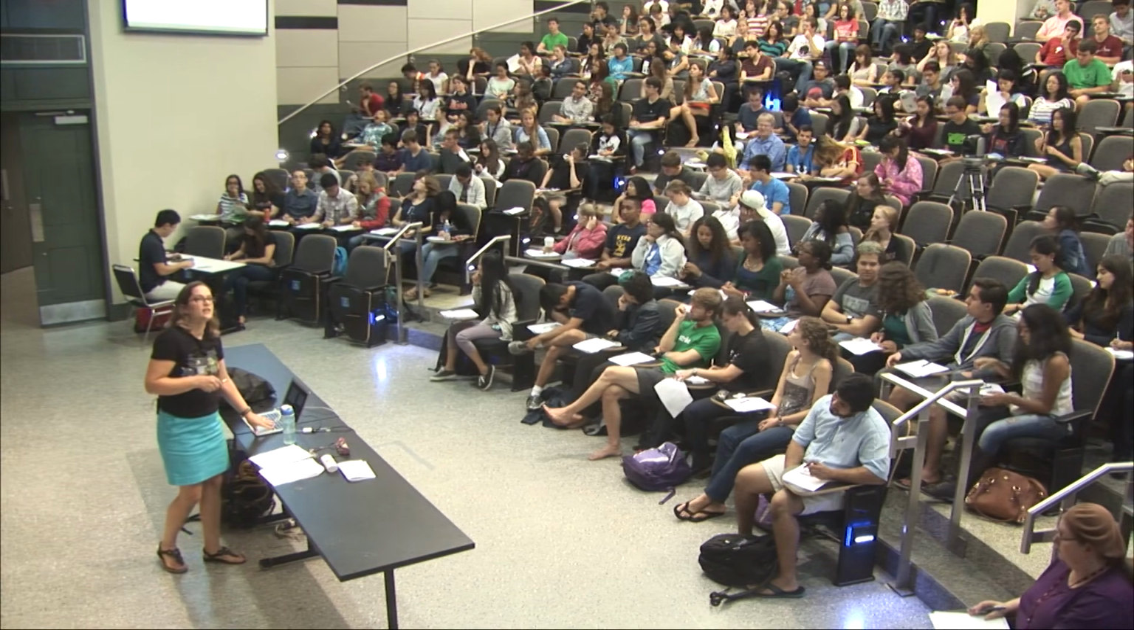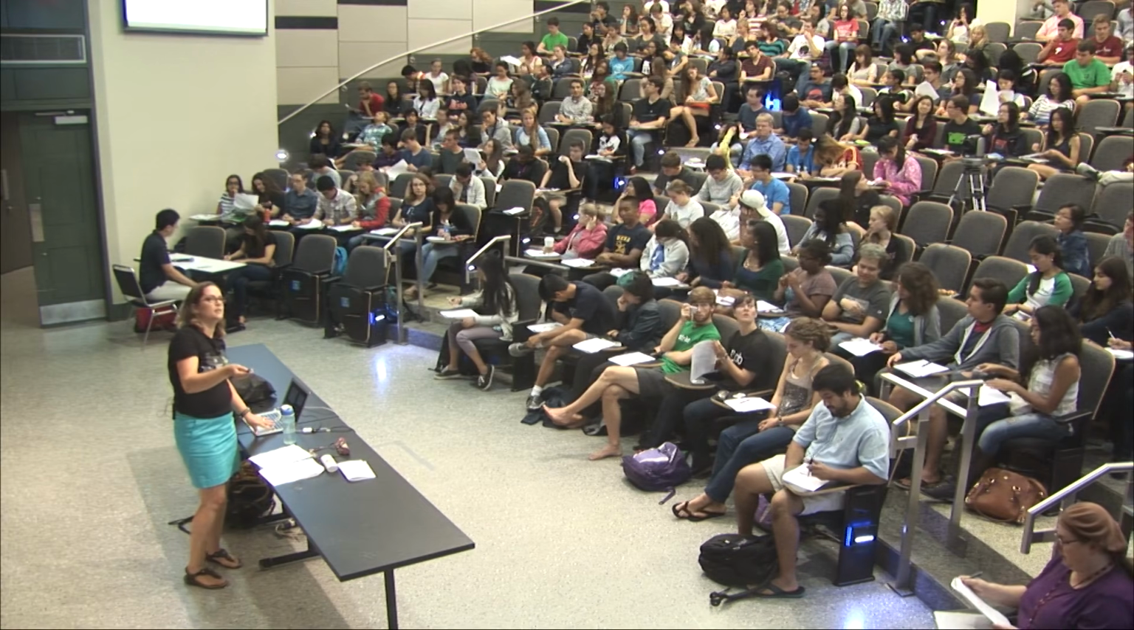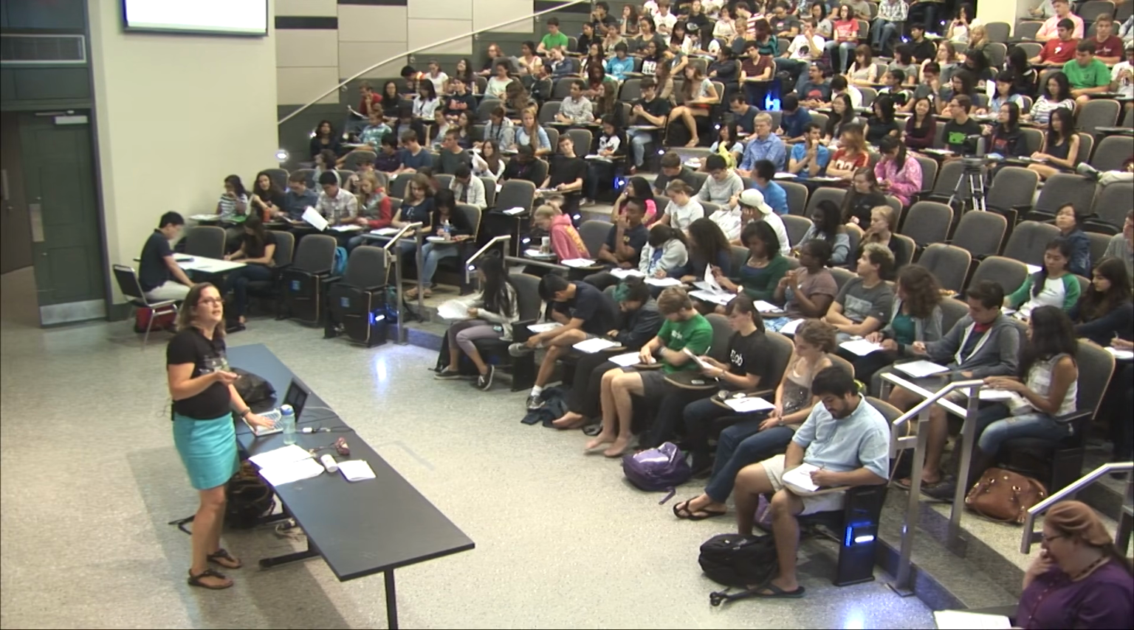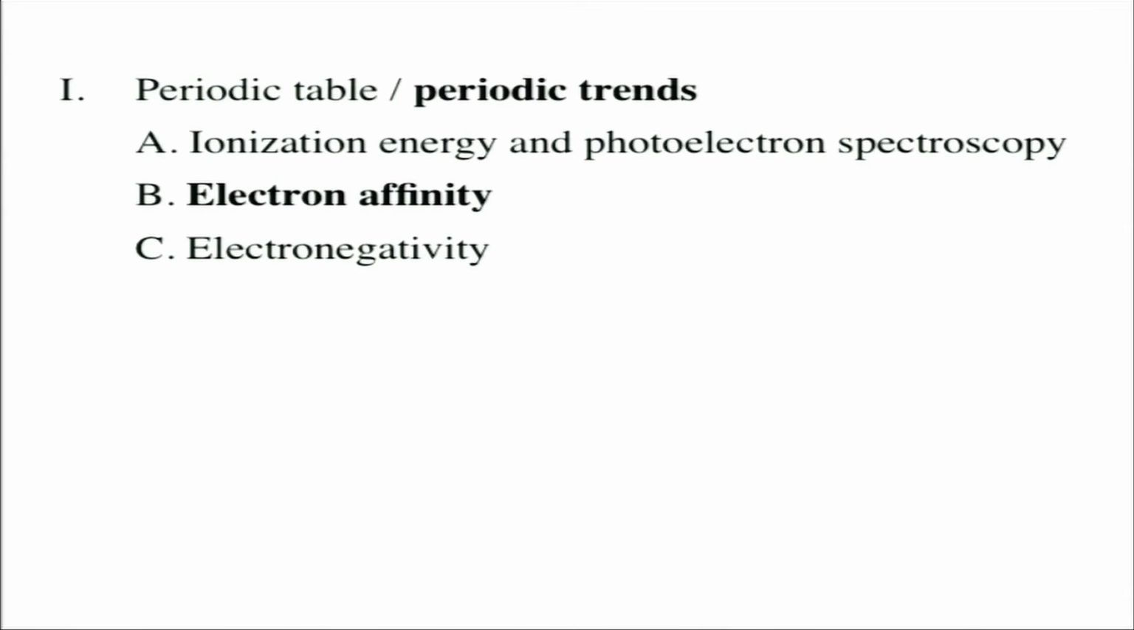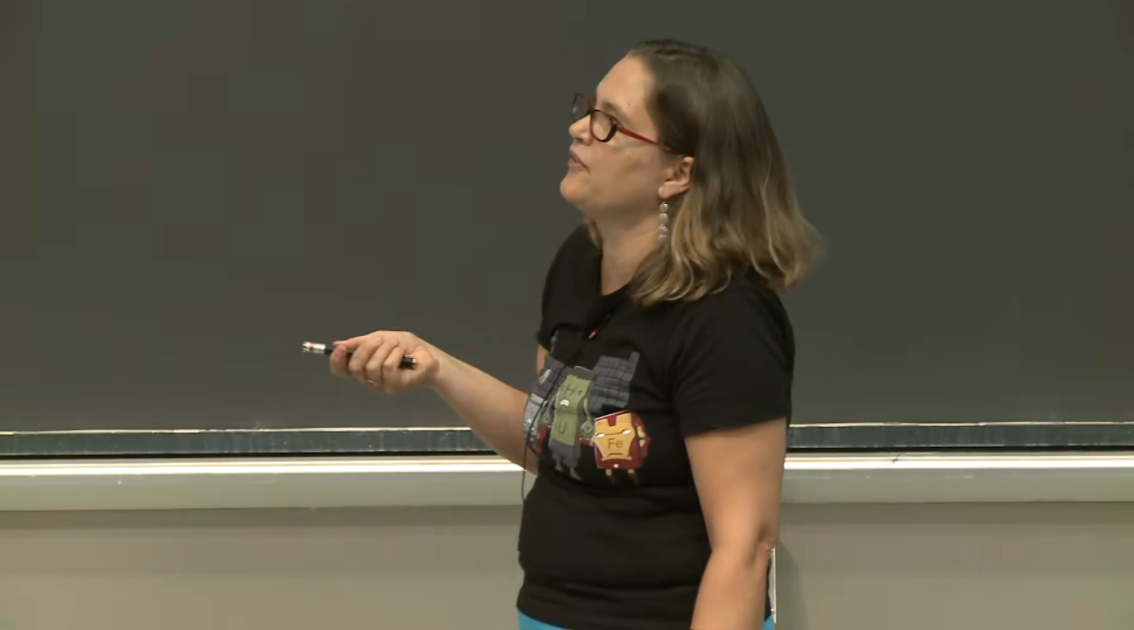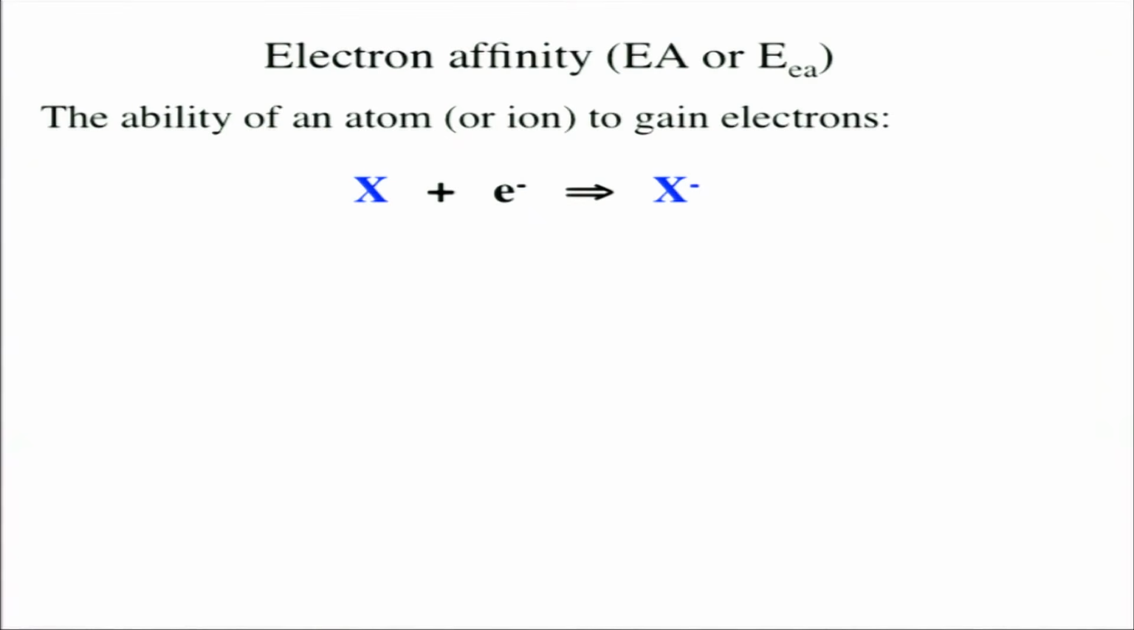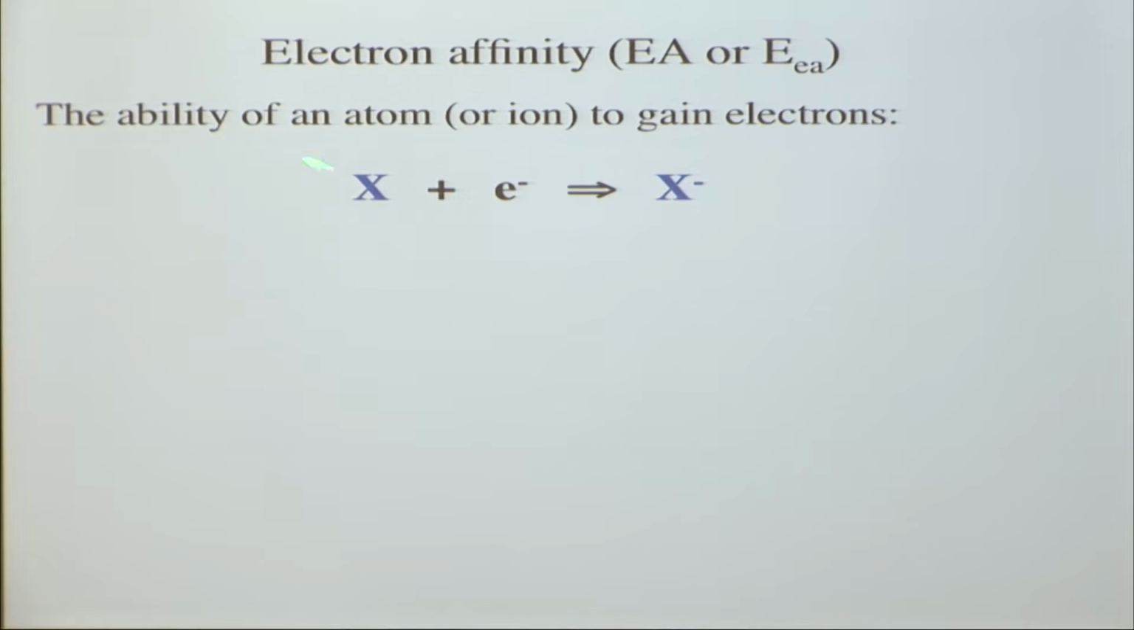All right, so let's move on and talk about electron affinity. And maybe we can squeeze in some electronegativity at the end. These are very related topics and pretty fast. All right, so electron affinity, the ability to gain electrons. So what we're talking about here is how likely atom X is to grab an electron and become X minus.